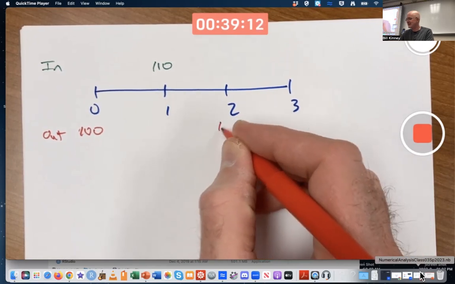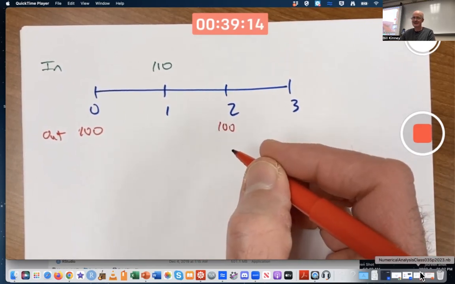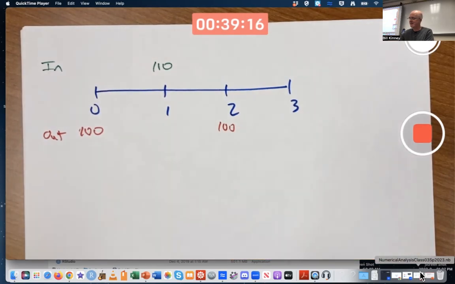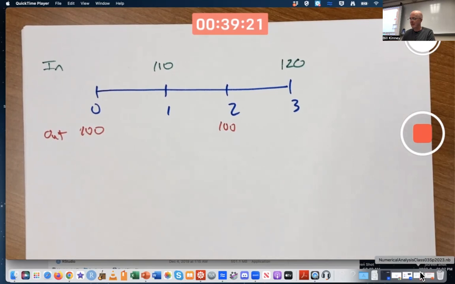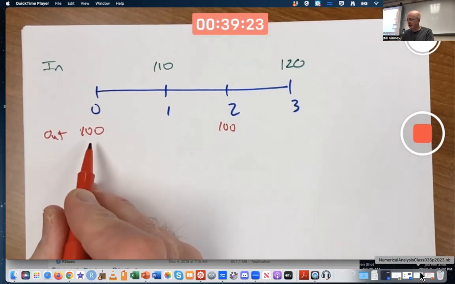At time 2, there's also outflowing money of 100. But at time 3, there's inflowing money of 120. The present value of 100 at time 0 is 100 because it's at time 0.